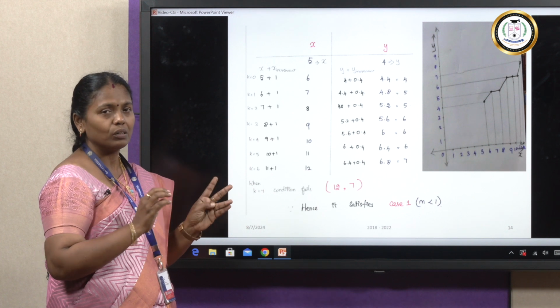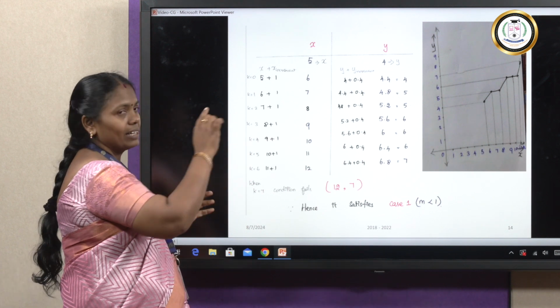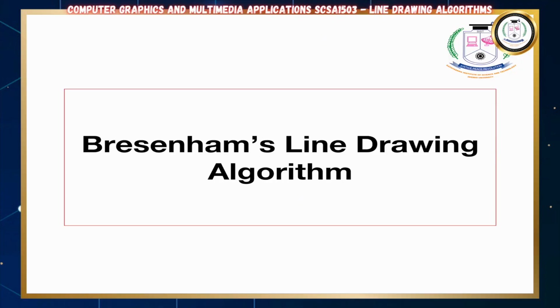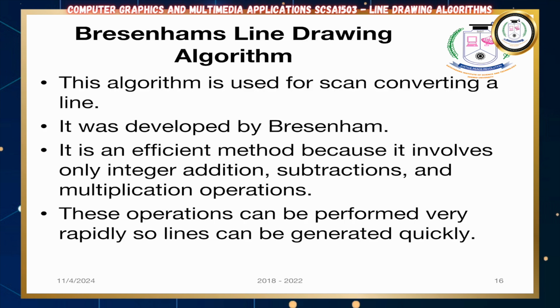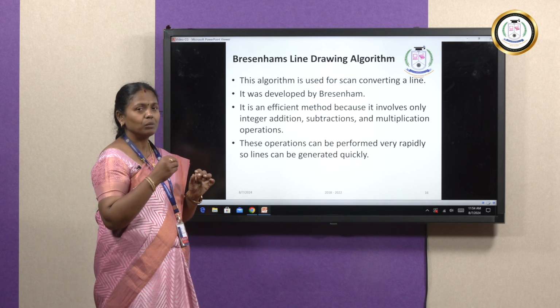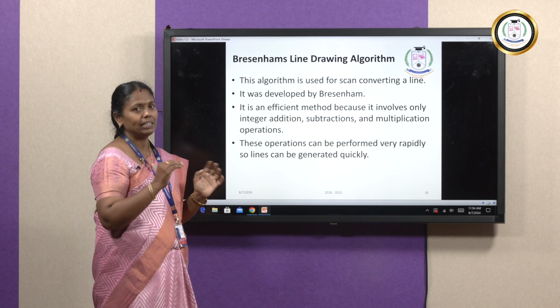In the DDA algorithm, the line will be like a zigzag, so the accuracy will be less. So for this we are going for the next algorithm, Bresenham's line drawing algorithm. In this algorithm, the name itself tells who invented it. This algorithm is used for scan converting a line. It was developed by Bresenham, as I told you. It's an efficient method. Here we are using addition, subtraction and multiplication operations. Each operation will be generated and it will give a little smoother line compared to the DDA algorithm.